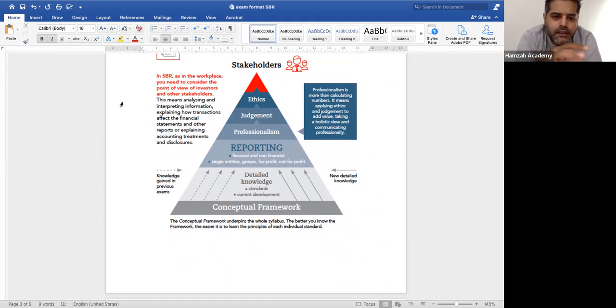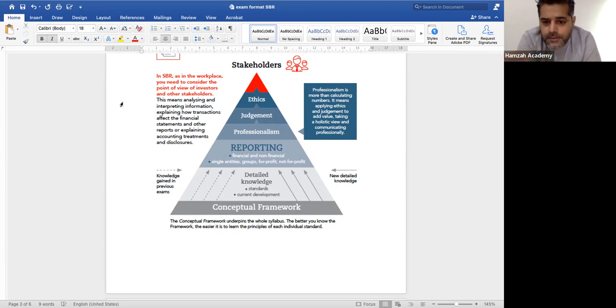This is something in SBR, as in the workplace, you need to consider the point of view of investors and the other stakeholders. This means analyzing and interpreting the information, explaining how transactions affect the financial statements and other reports, and explaining accounting treatments and disclosures. So you have to have an approach as far as looking at a specific accounting standard is concerned.